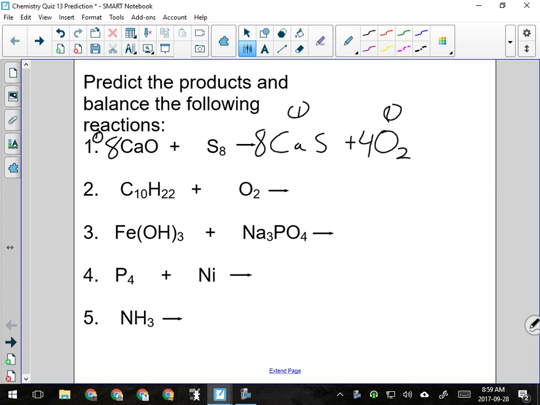For question number 2, that's a combustion reaction because we got the hydrocarbon reacting with oxygen. So 1 mark for carbon dioxide, 1 mark for water. It's an even number, so I apply the rules of 2. 2 times 10 is 20, so I'm going to need 20 here. And 2 times 22 is 44, so I'm going to need 22 there.